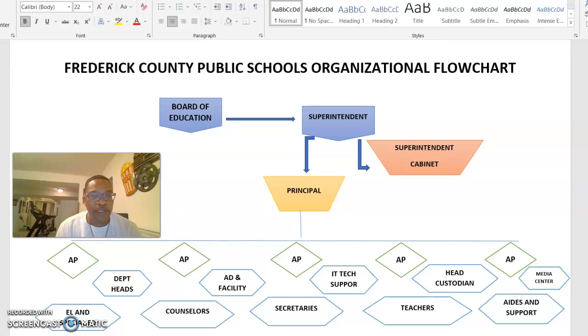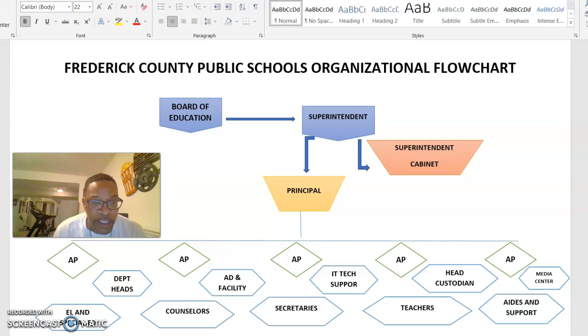All right, so the Board of Education is at the top, and the superintendent is right below the Board of Education. I kind of got them on an equal playing field, because the superintendent for our county, I don't know if this is like this for every county, is actually the secretary treasurer for the Board of Education.